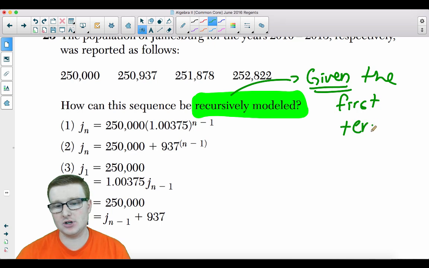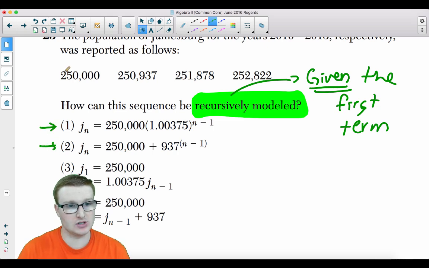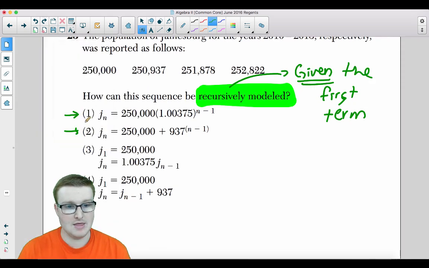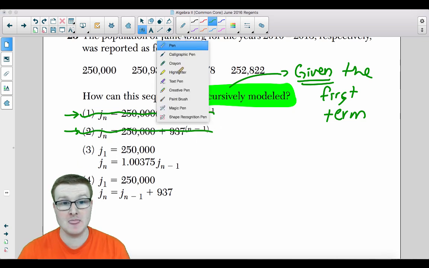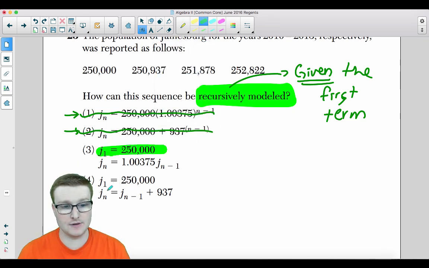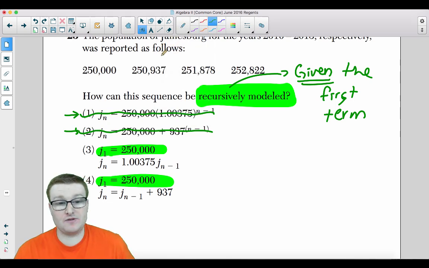So if you're given the first term, it's recursion. Look at these two answer choices, choices 1 and 2. That is not recursion. That is explicit. You're not given the first term. It has to specifically say what the first term is. Choices 3 and 4 show recursion because you're given the first term. Now your goal is to just figure out which one will give you these answers.